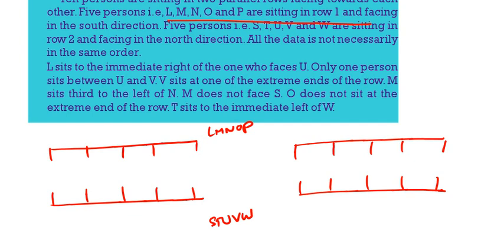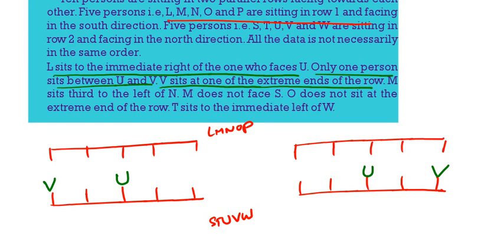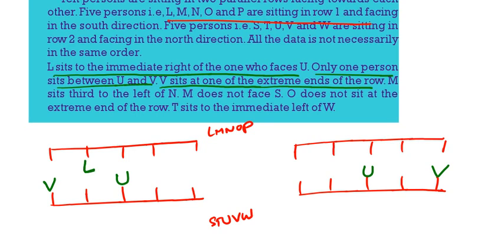Now see the first point from where we should start the puzzle. V is sitting at one extreme end, so we can take V here or we can take V here. Then one person is there between U and V. This is U. Then L sits to the right of the one who faces U. So who faces U? L is on the immediate right, here L.